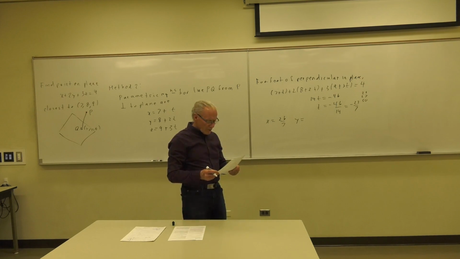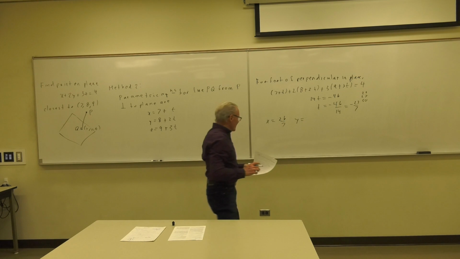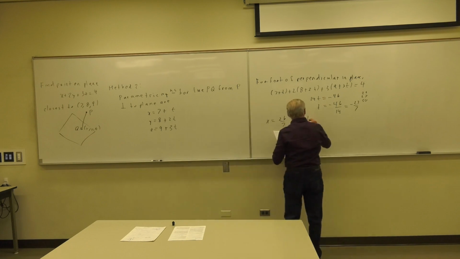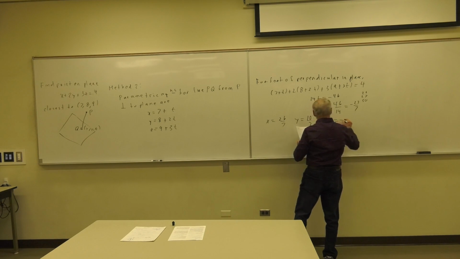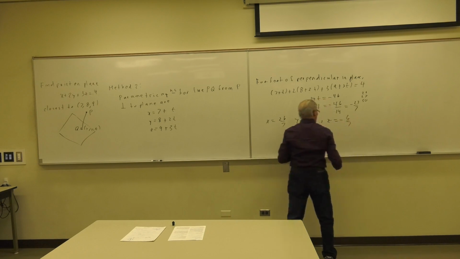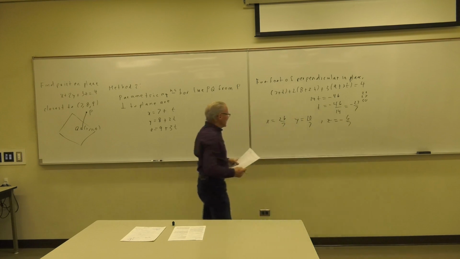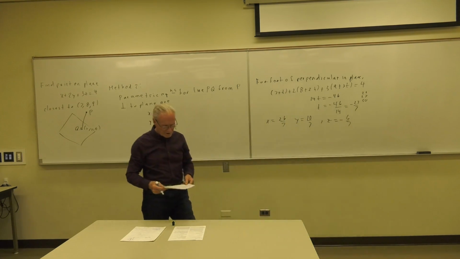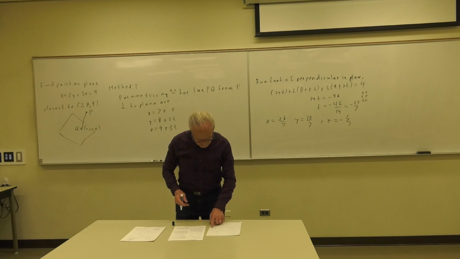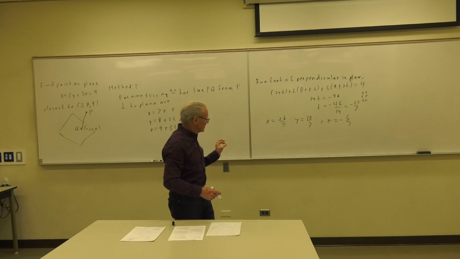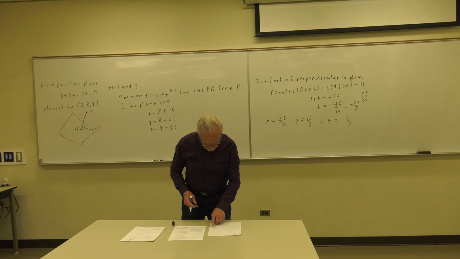I think I wrote down the wrong one before, because I know I got this. Y is equal to 10 over 7, and z is equal to minus 6 over 7. I believe I wrote down this one wrong before. It seems I had two 26s and a 10, so correct that. All right, let me check again. X is 26 over 7, y is 10 over 7, and z is minus 6 over 7.